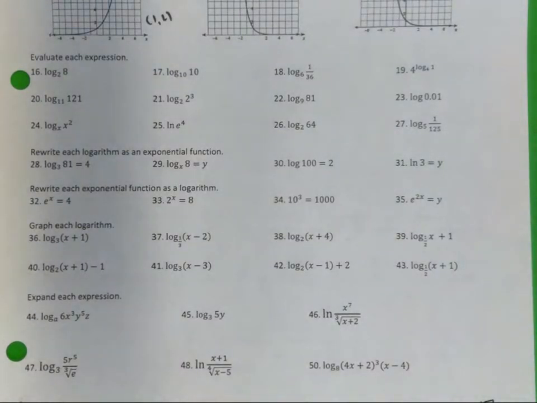All right, number 18. Tyler, what did you get on this one, buddy? Log base 6 of 1 over 36. Negative 6. I know what you did, but that's not correct. 6 what raised to what power gives you 36? Squared. So, yeah, negative 2.